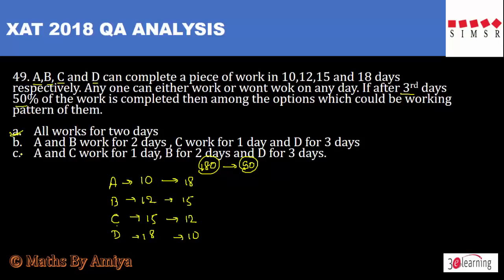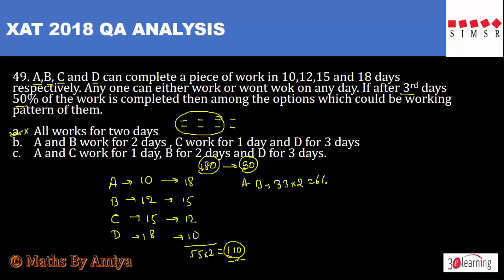The only way of solving this is to check with the options. Option A: all work for 2 days. If they all work, that would be 55 work per day. Working for 2 days, that means we have 110 work, which is more than our 50% work. So this one is not the answer. Option: A and B work for 2 days. A and B is 18 plus 15, which is 33. Working for 2 days, that means 66 work is completed. C for 1 day, that is 12 more work completed, and D for 3 days, that is 30. The total work done is again more than 50% of the work. So this one is not the answer.